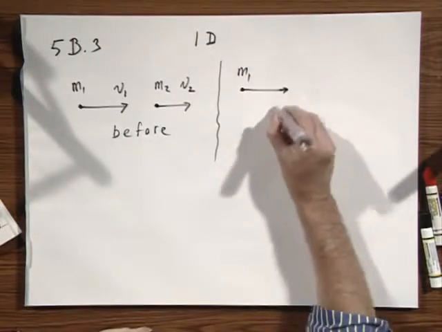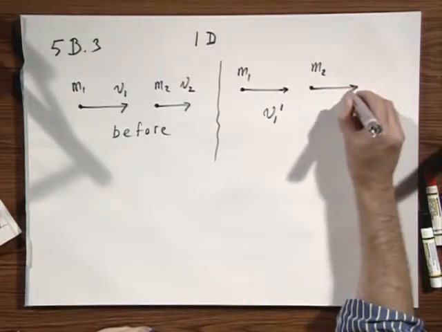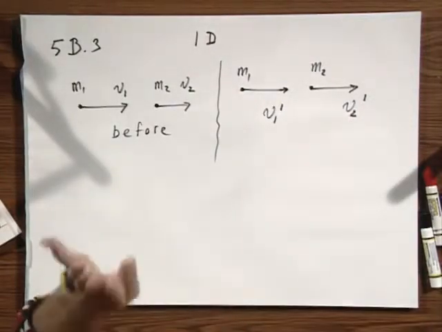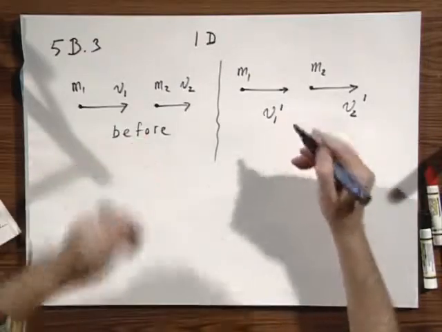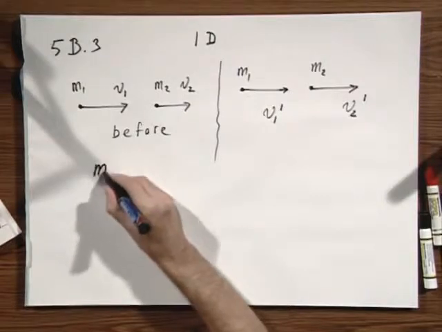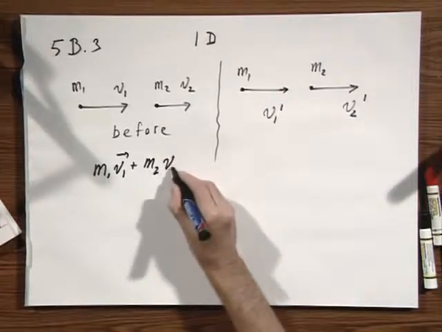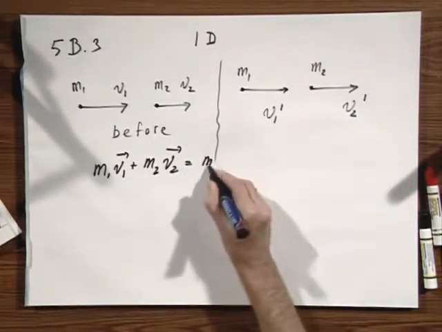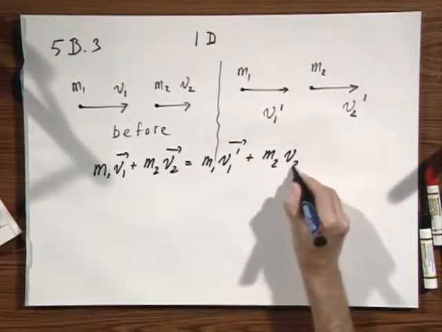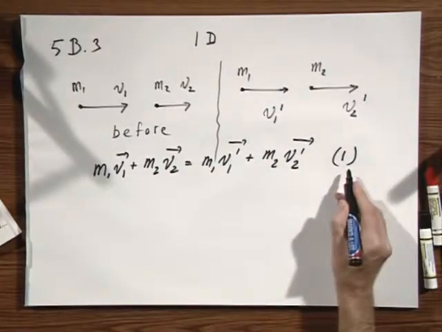m1, v1 prime, m2, v2 prime. All right, if there's no external force on the system, only internal, momentum is conserved. So the conservation of momentum: m1 v1 plus m2 v2 equals m1 v1 prime plus m2 v2 prime. That is equation number 1, conservation of momentum.